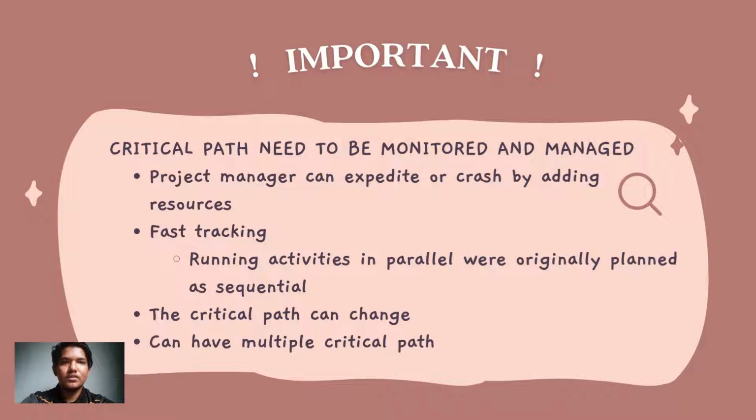Fast tracking is to ensure every activity is running in sequence as planned. Running activities in parallel could lead to missing updated resources. The critical path can change over time due to unexpected events, such as a pandemic, where workers slowed down the project process and affected the project progress. Last, multiple critical paths can emerge when there is a change in activity time.